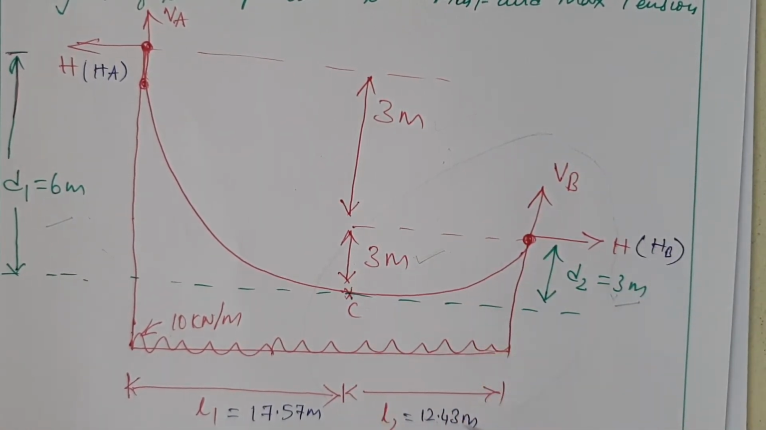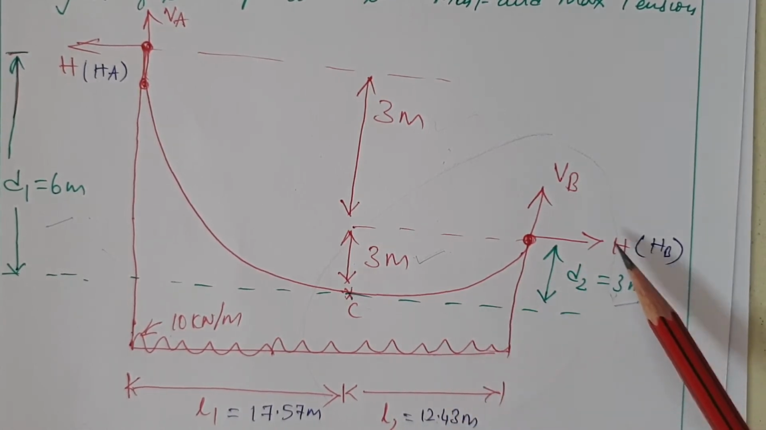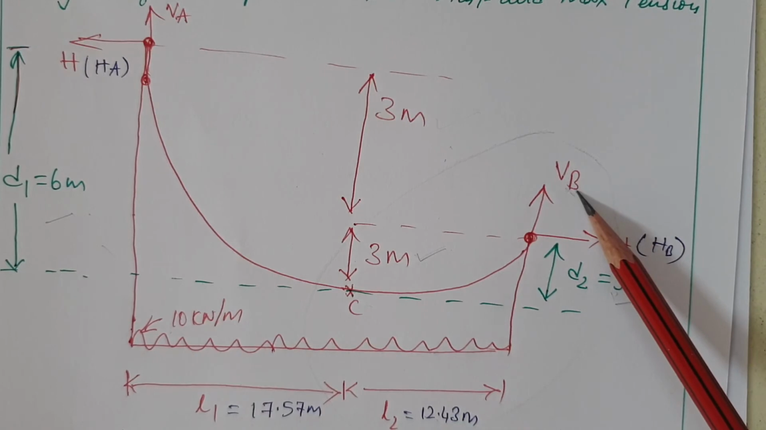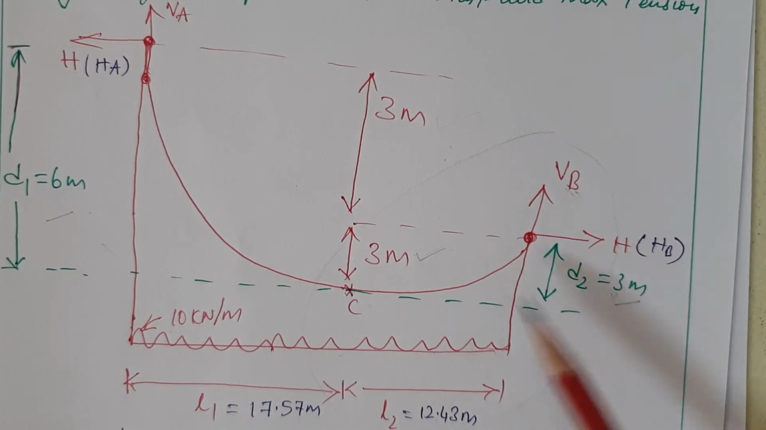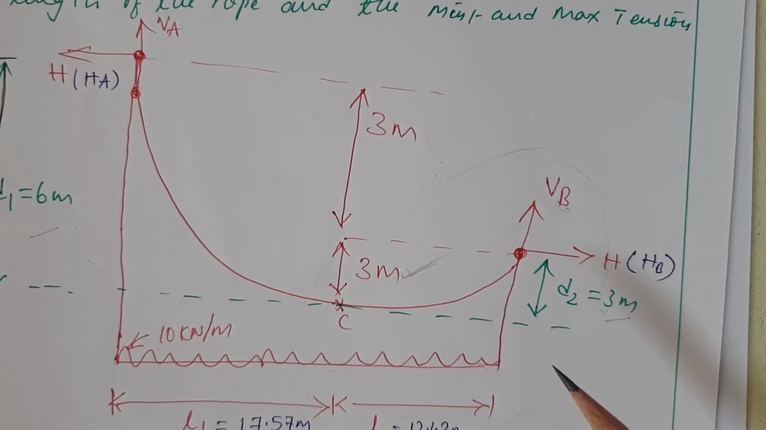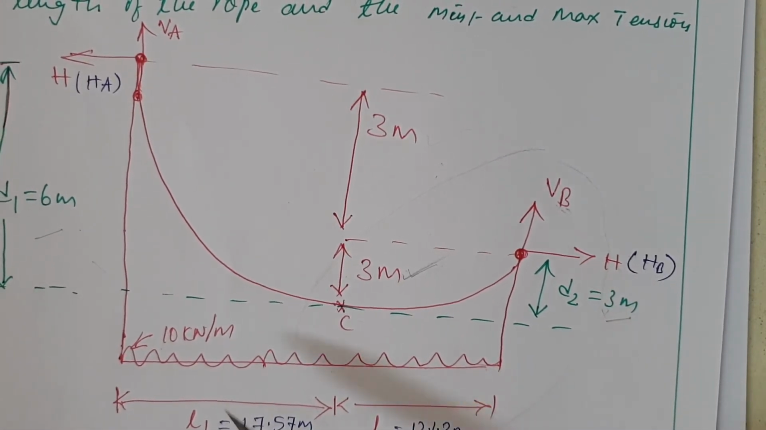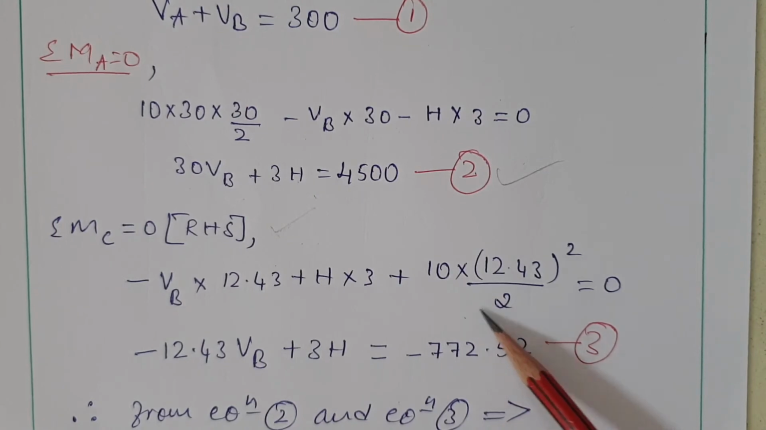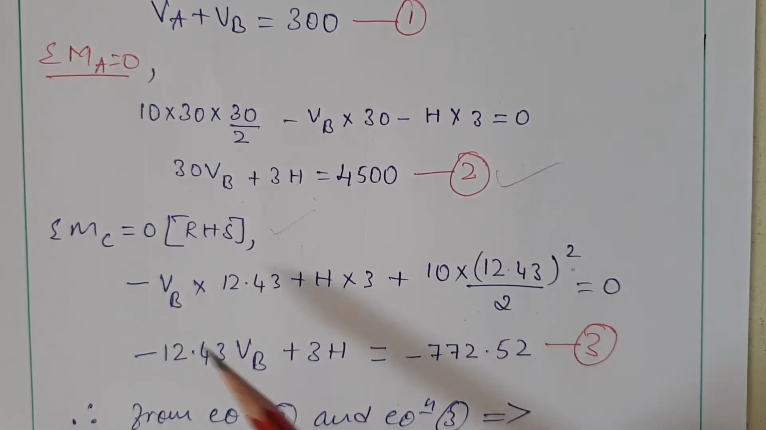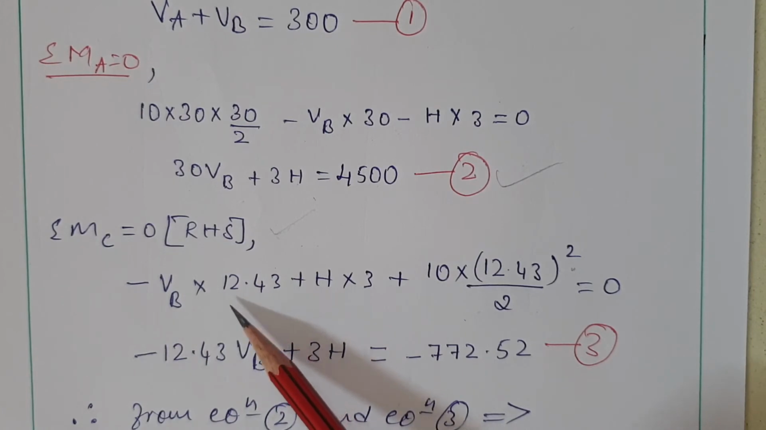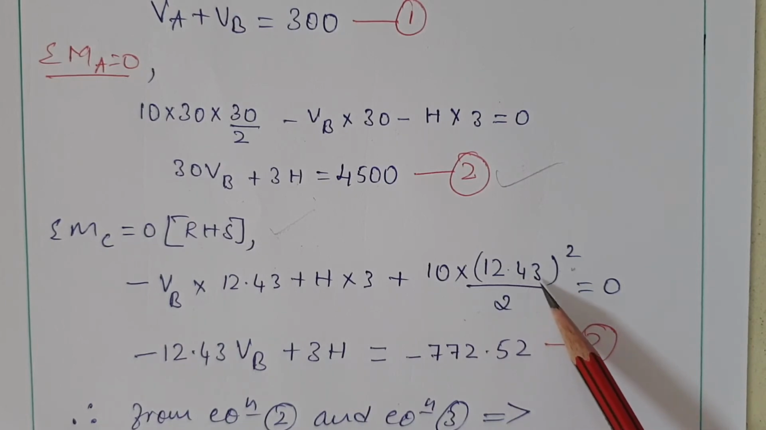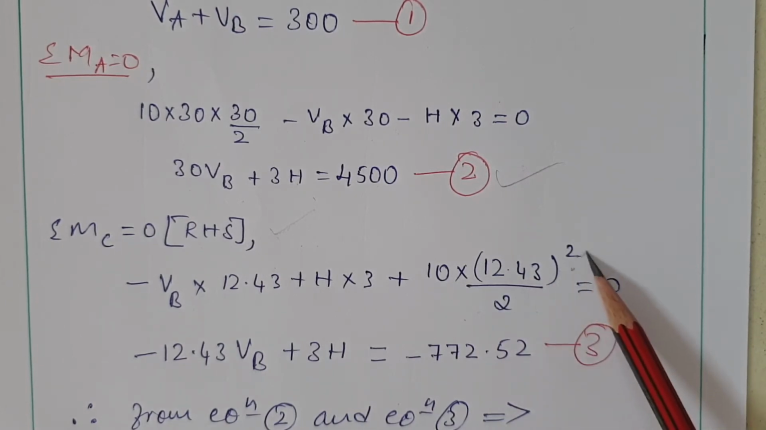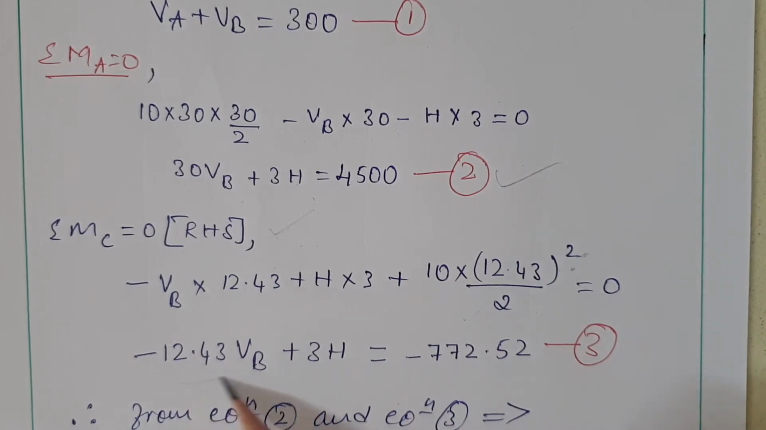So here we have 12.43 for the UDL, and we have H and we have VB. VB perpendicular distance, we know, is 12.43, for H it is 3 meter, for the UDL it is 12.43 multiplied by 12.43 divided by 2 into 10. That's what I considered here, directly considering the square of that one. Minus VB into 12.43 plus H into 3 plus 10 into 12.43 into 12.43 by 2, which I consider as a square, will be equal to 0, and we will get this equation.